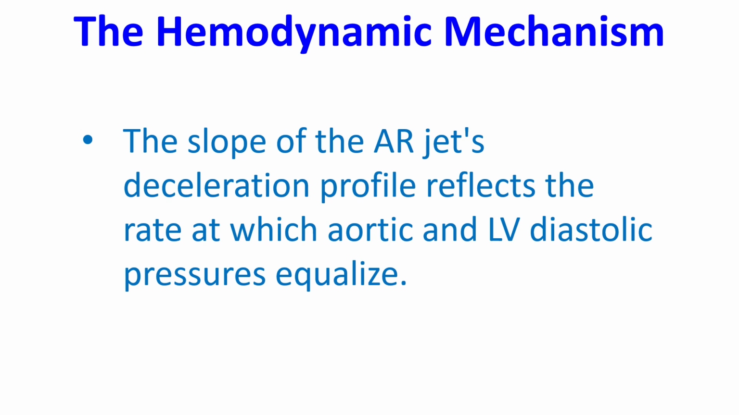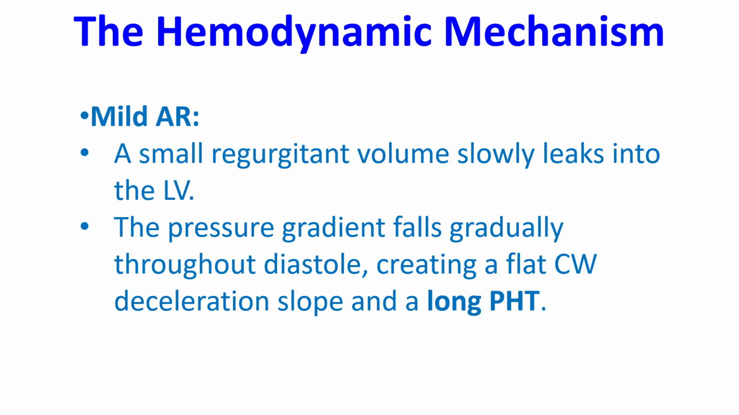The slope of the AR jet's deceleration profile reflects the rate at which aortic and LV diastolic pressures equalize. In mild AR, a small regurgitant volume slowly leaks into the LV. The pressure gradient falls gradually throughout diastole, creating a flat CW deceleration slope and a long pressure half time.